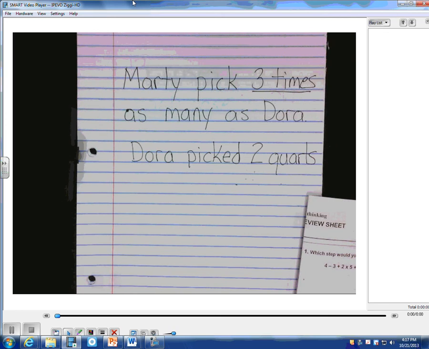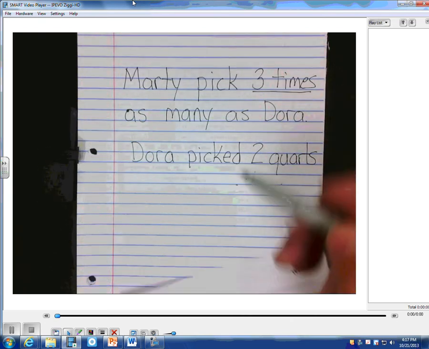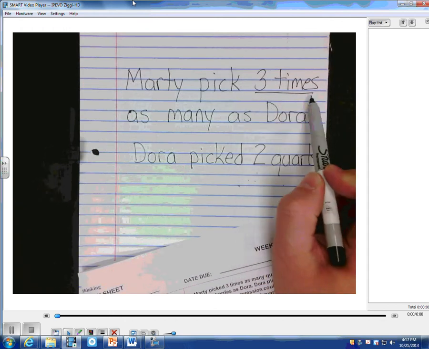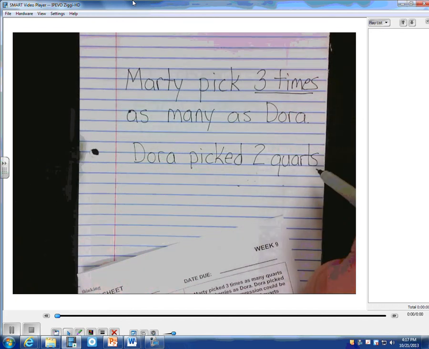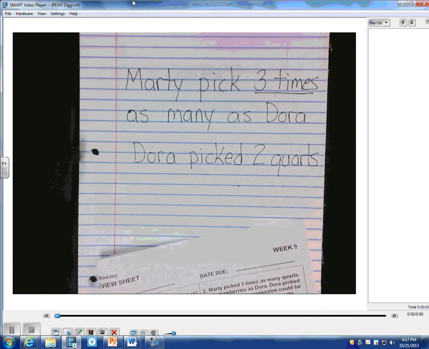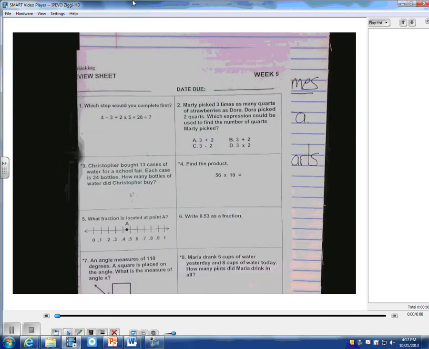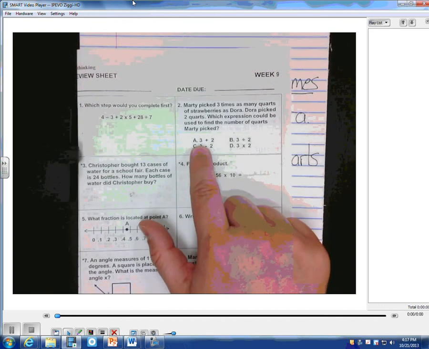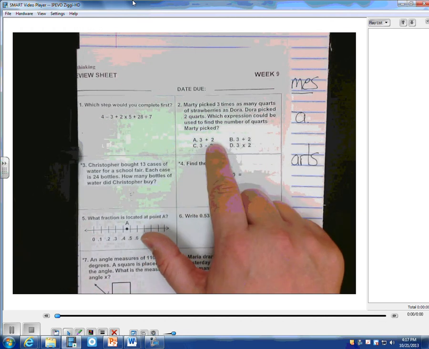Okay, I underlined an important part of this problem. Marty, I should say picked, 3 times as many as Dora, and we know Dora picked 2 quarts. So, based on that information, Marty picked 3 times as many as Dora. Dora picked 2. Okay? So what would we do here? Would we say A, 3 plus 2? The 3 being that Marty picked 3 times as many and Dora picked 2.